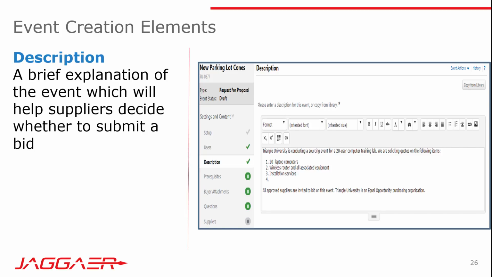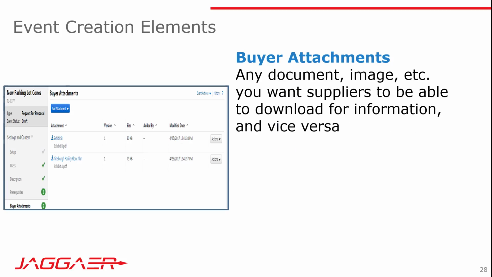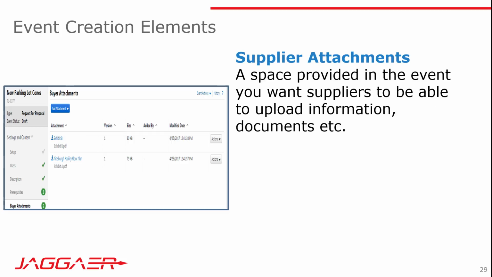A description in an event is a brief explanation about the event and will help suppliers decide whether they want to submit bids or not for the sourcing event. Another event creation element are prerequisites. Prerequisites are requirements or questions you want suppliers to address before they see any of the details or can submit bids on the event. Buyer attachments are any document or image, etc. that you want suppliers to be able to download or upload for information and vice versa. Supplier attachments provide a space for suppliers to upload additional information and documents.